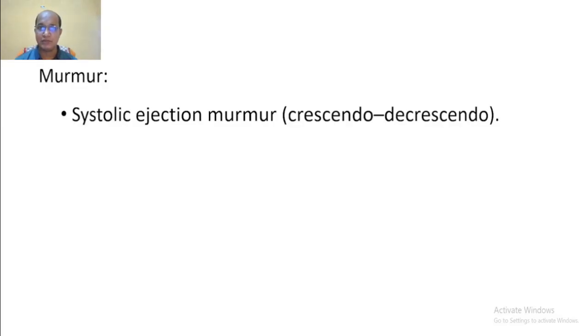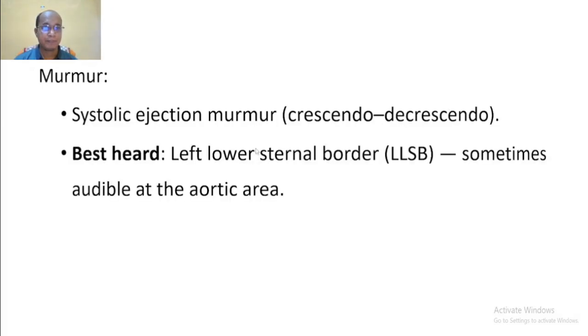That means whenever you find the murmur increase and then decrease, increase and then decrease, it is of course systolic ejection type, best heard over the left lower sternal border. Actually, I found the murmur over the left upper sternal border, and sometimes audible at the aortic area. It is taken from the textbook, but on the real physical exam, I found the murmur over the left upper sternal border and over the aortic area.